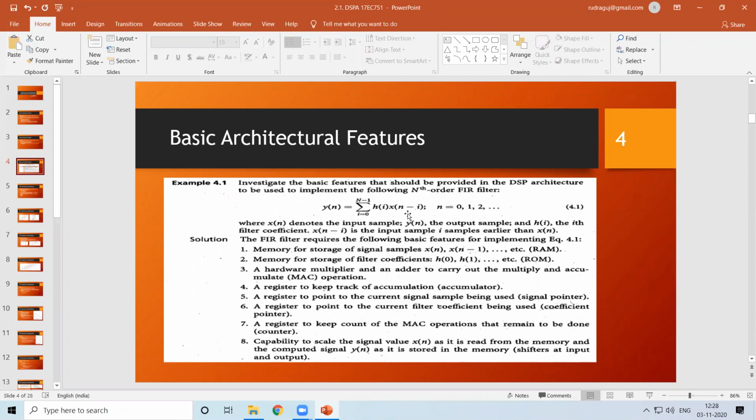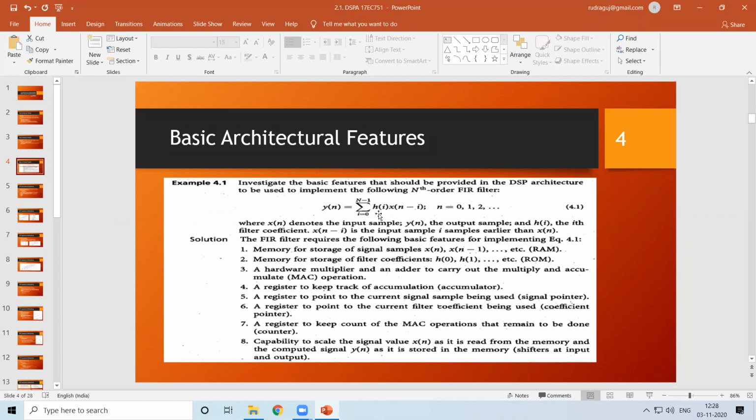Then intermediate results, if I want to store them, even for that I require a register. Apart from that, how many MAC operations have been performed and how many are pending, so I require a counter or register to store that information. So these are just a few things. Based on the equation, we can identify that these are the features which would be required to have the FIR implementation using the DSP architecture.